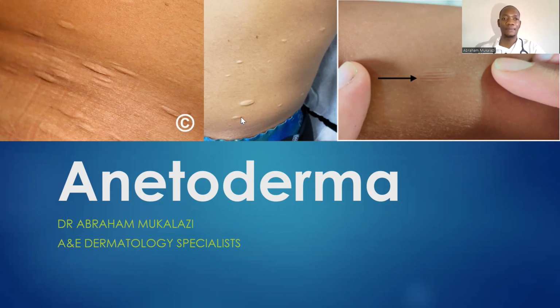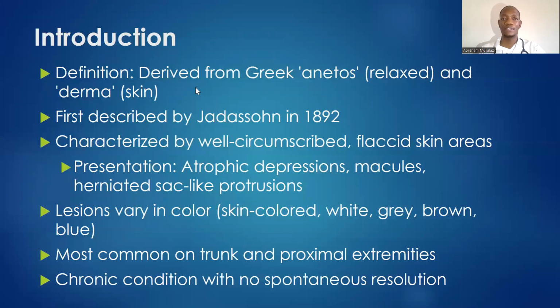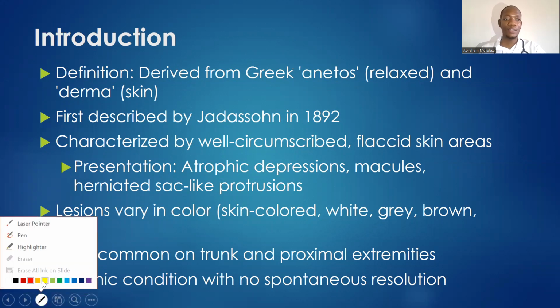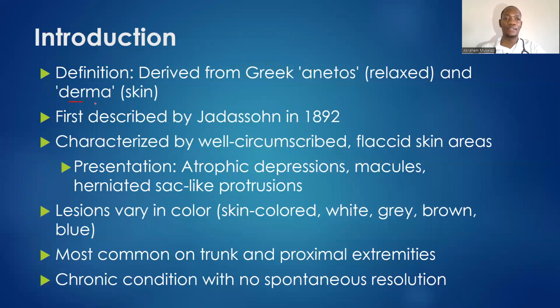So anetoderma simply means laxed or relaxed skin, usually due to loss of skin elasticity, when you damage the elastic component of the skin, which we call the elastic fibers. This condition was first described by a gentleman called Jadassohn in 1892. The word comes from two Greek words, the first one being anetos. Anetos simply means relaxed. And the second word is derma, which simply means skin.